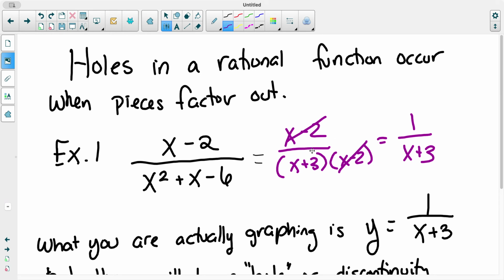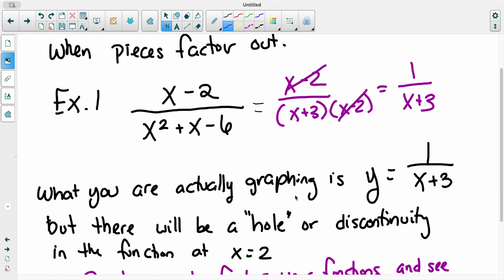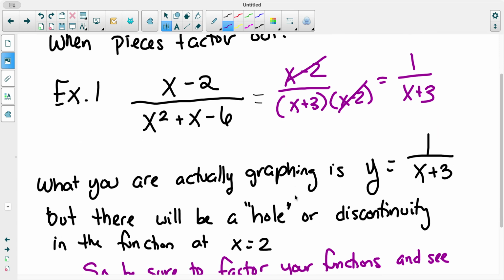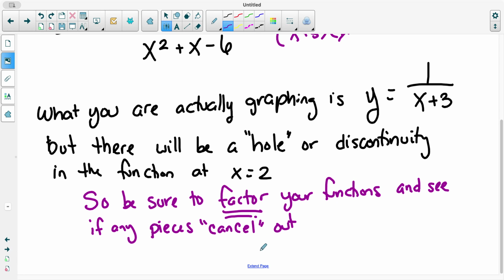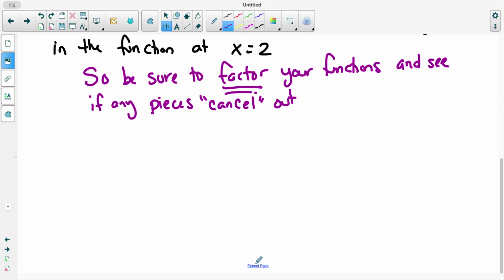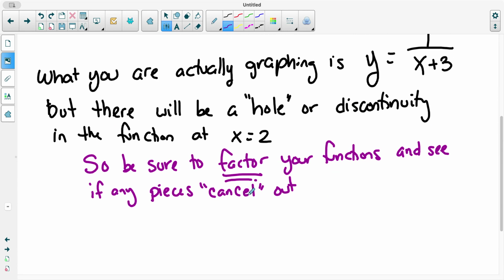But because this piece canceled out, you have what's called a hole, or the actual math term for it is a discontinuity. It's discontinuous at x equals 2. So when we draw it, we're going to put basically an open circle at x equals 2, so that we can basically show that there is a hole in the function, okay? But everything else works the same. So let's go ahead and figure out what our intercepts and our asymptotes and all that stuff are.